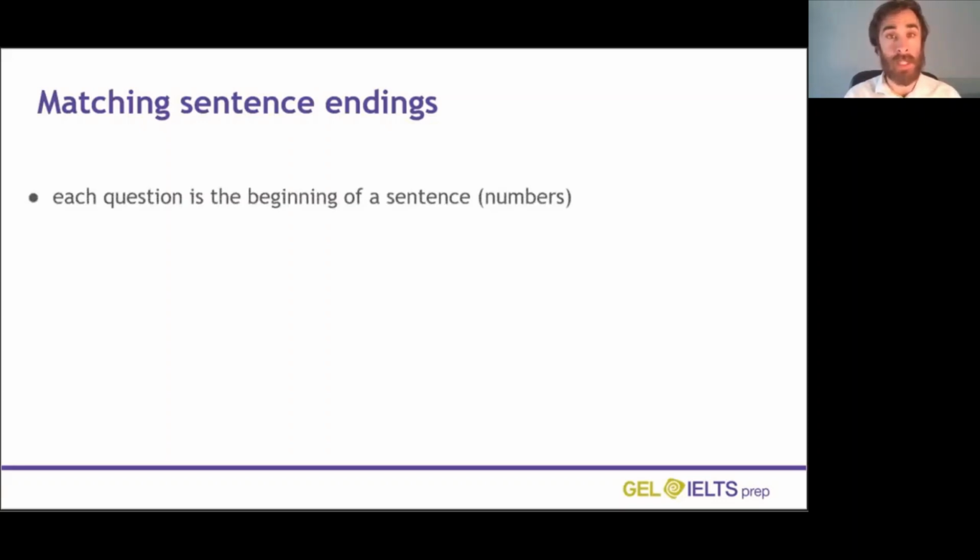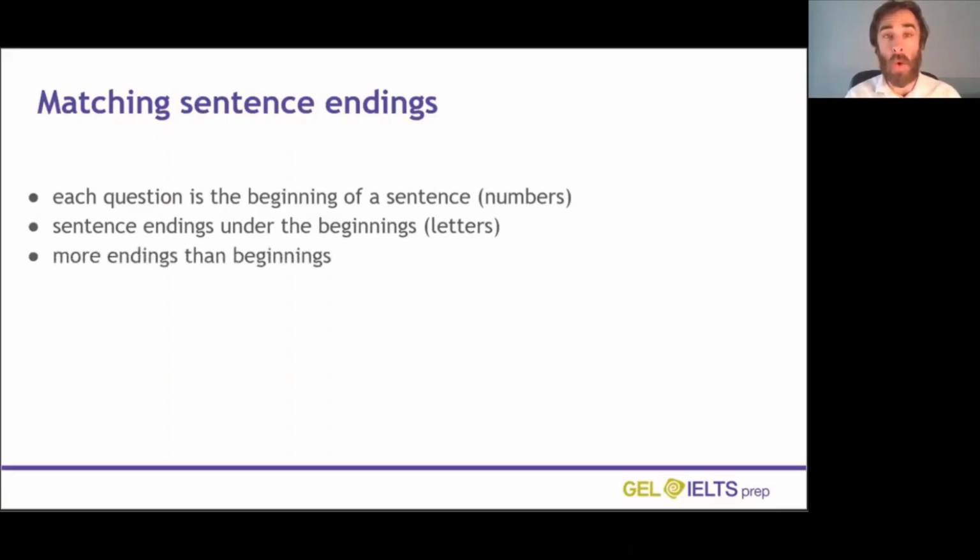In this class, we're going to look at a question type where you have to match sentence beginnings to sentence endings. In the questions, you will be given the beginning of a sentence. These will be the numbered questions. Then, underneath, you will be given the endings, and these will have letters attached to them. There will always be more endings than beginnings. This means that you will not use some of the endings.